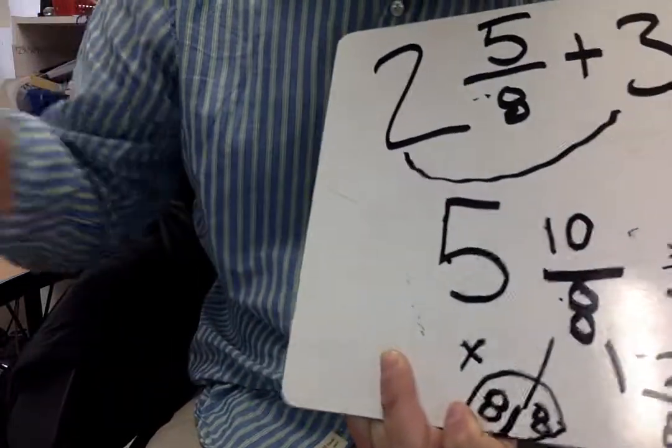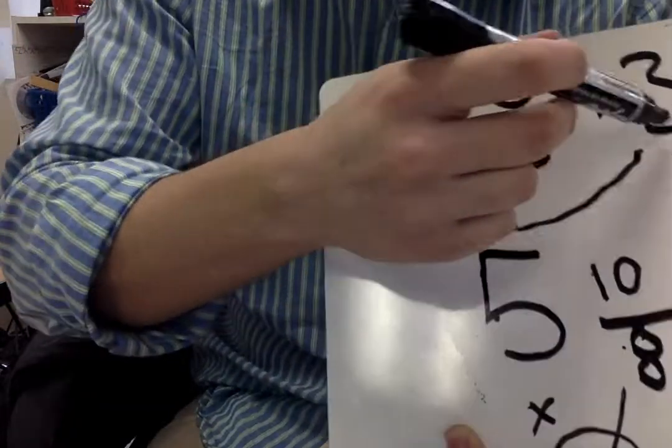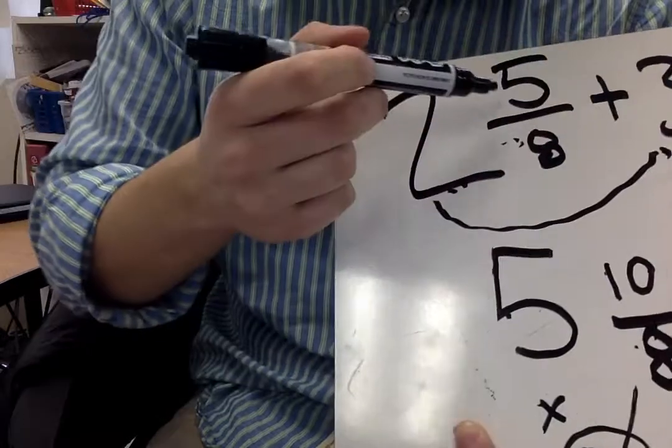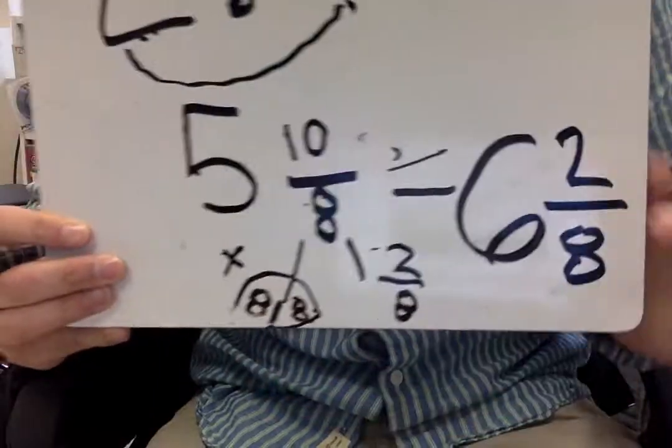So you can write down the steps to keep track. First, you're going to make sure your units are the same. Then we're going to add our whole numbers, add our fractions, and change from an improper fraction to a mixed number if we need to.